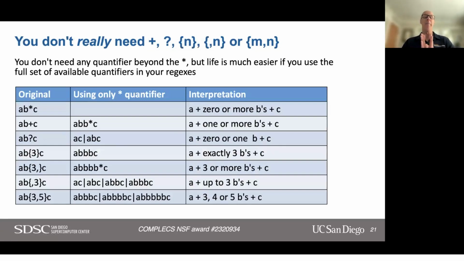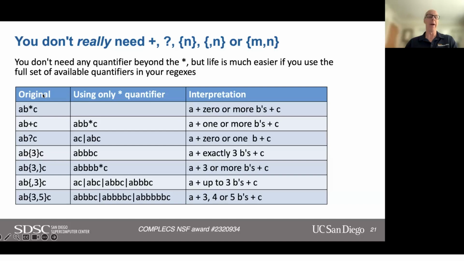Okay, so if you remember, in the beginning of the presentation we talked about the regular expression formalism, and the only operators that we have are the asterisk, or the Kleene star, and the vertical bar. So you strictly don't need the plus, the question mark, and the curly brace notation. You could theoretically do all of your regular expressions just using the asterisk and the vertical bar, but life is going to be much easier if you use the full set of available quantifiers in your regular expressions. So we're going to show a few examples here.